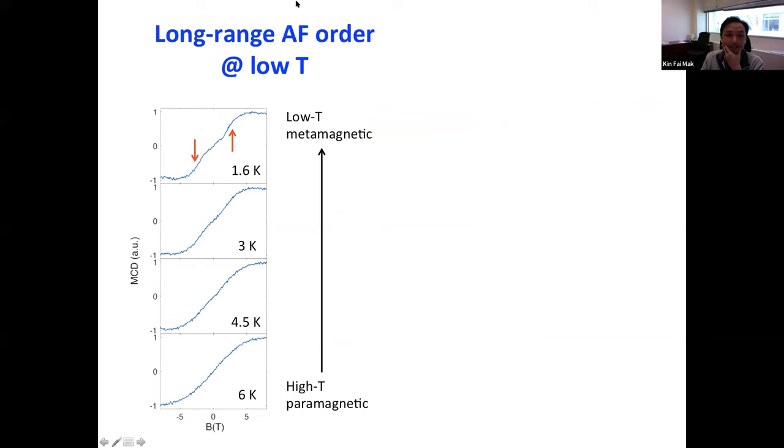Next, I hope to show you that it is indeed anti-ferromagnetic ordered at low temperature. This is a plot of the MCD, basically the spin polarization in one of the layers, as a function of the magnetic field as we cool the sample from 6 Kelvin, which is the Curie-Weiss temperature, and below. At the higher temperature, you see a paramagnetic type of behavior for the magnetization. But once you go to low temperature, where the temperature is small compared to the Curie-Weiss temperature, you see signatures of metamagnetic transitions at a characteristic magnetic field of about 3 Tesla, with a faster growth of the magnetization with magnetic field.